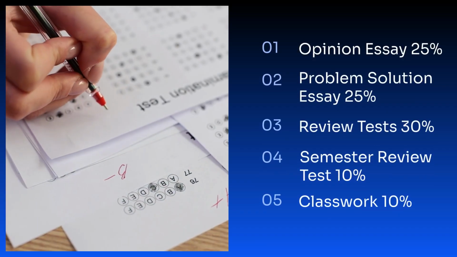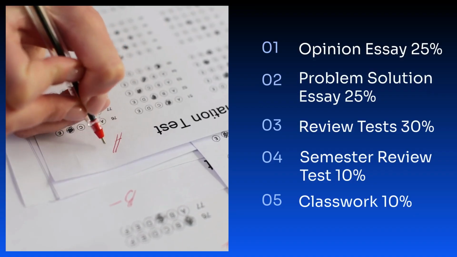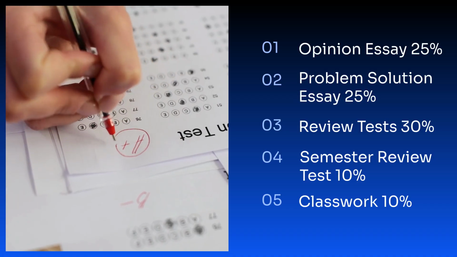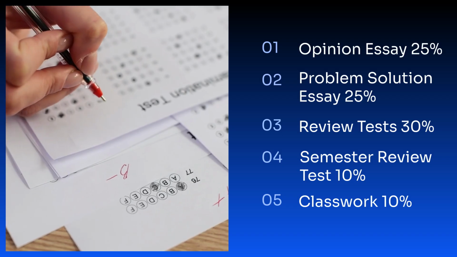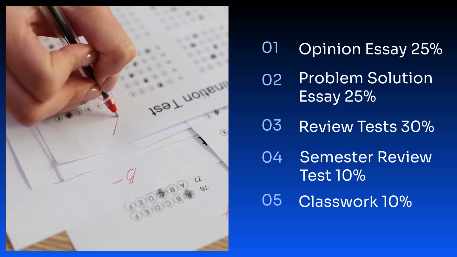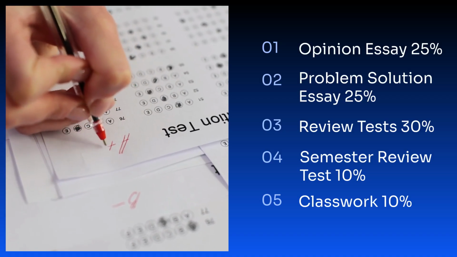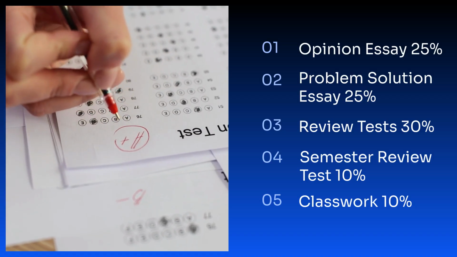Let me explain how your final grade will be calculated in this course. 10% of your grade comes from your opinion essay and workbook preparation. You'll also take an in-class writing test based on the opinion essay, worth 15%. Then we'll move on to a problem solution essay, and again, 10% of your grade comes from the essay and workbook activities. Another 15% comes from the in-class test connected to that essay.